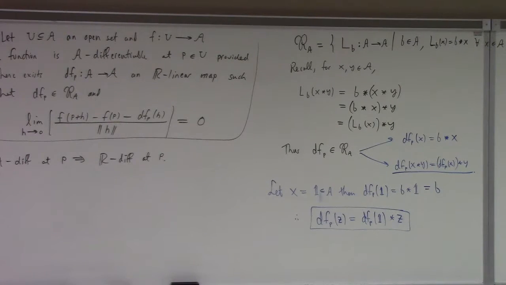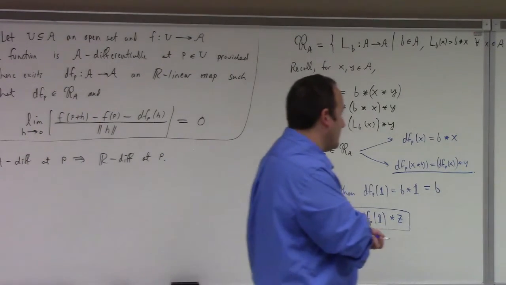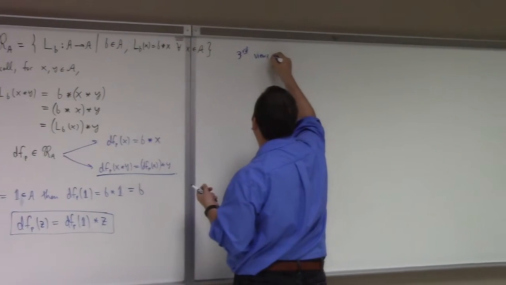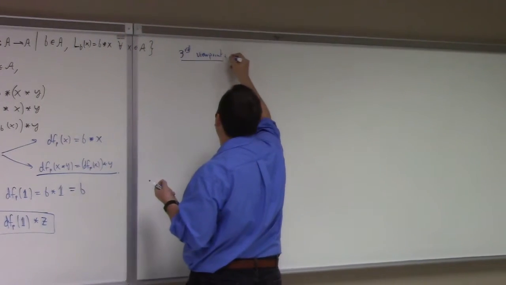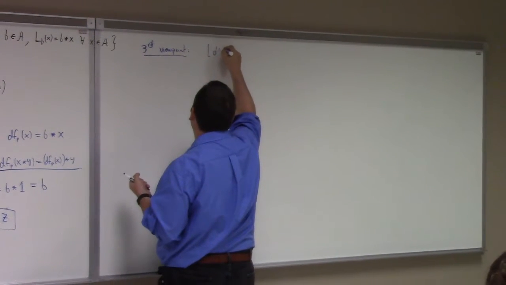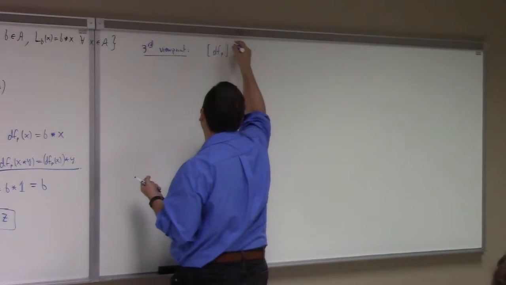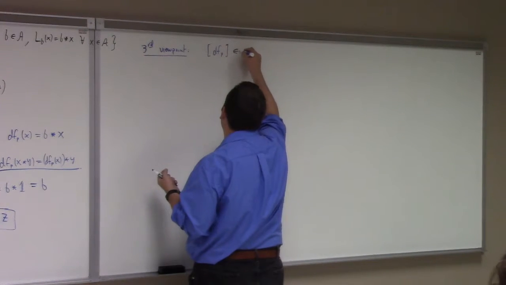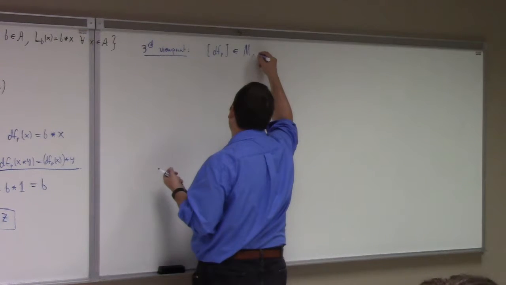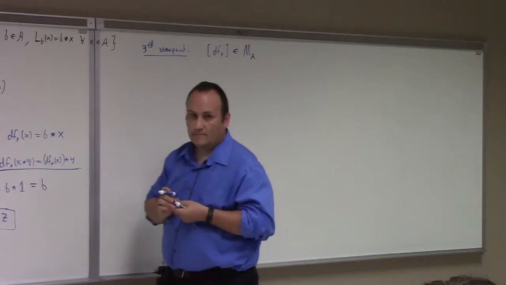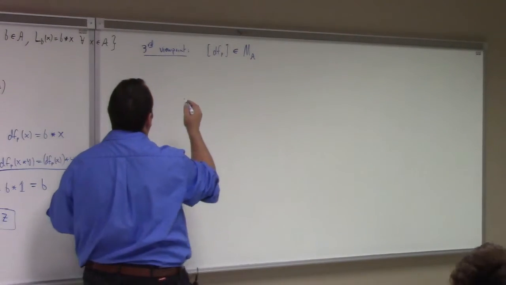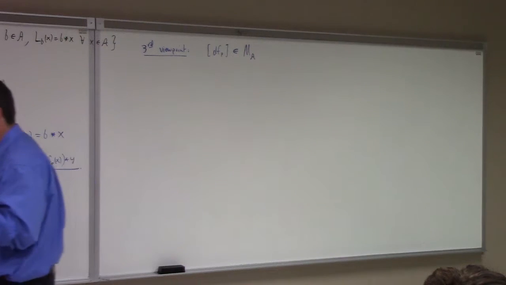There is a third viewpoint. What's the third viewpoint? The third viewpoint is that we could say that the standard matrix of the Jacobian of this f, the standard matrix of df, the differential, is in the matrix representation of the algebra. What does it mean to say that a matrix is in the matrix representation of the algebra? What's that mean?